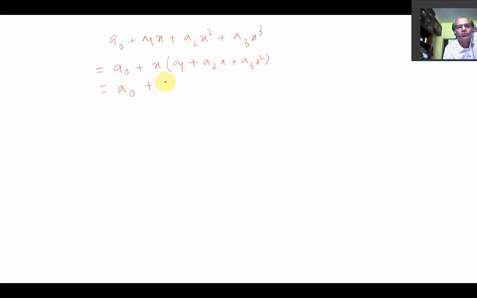Just do the simple algebra, that will help you to find out. A1 plus, take a common here, a2 plus a3x, right? Now we see, if you can express this polynomial in this way, how many multiplications are there? Well, number 1, and this is the addition. Addition is a low cost operation, and here number 2, and here is also addition, here is number 3. So the minimum number of multiplications is 3.